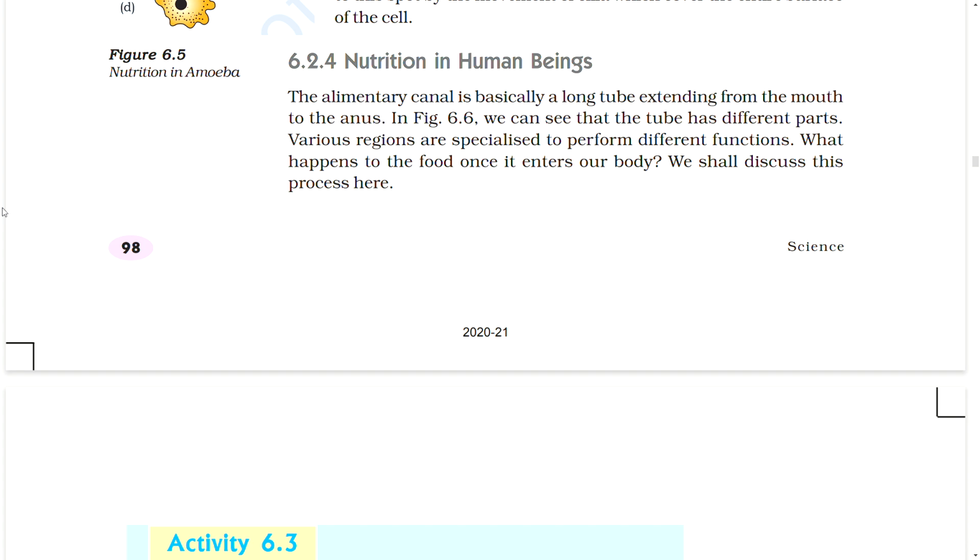Nutrition in human beings. The alimentary canal is basically a long tube extending from the mouth to the anus. In the figure, we can see that the tube has different parts. Various regions are specialized to perform different functions. What happens to the food once it enters our body? We shall discuss this process here.